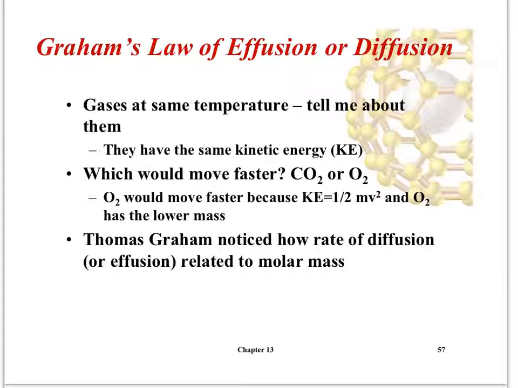So let's say I have two gases, and they're both at the same temperature. What does that mean? It means that they have the same kinetic energy, because remember, kinetic energy is related to temperature. So half mv squared of one is equal to half mv squared of the other. Let's say I have some CO2 and some oxygen at the same temperature. That means they both have the same kinetic energy. But kinetic energy is not only related to the speed, it's also related to the mass. So if both of their kinetic energies are the same, but CO2 is more massive, then it has to be slower than O2. And so Thomas Graham noticed that the rate of effusion or diffusion is related to the molar mass.